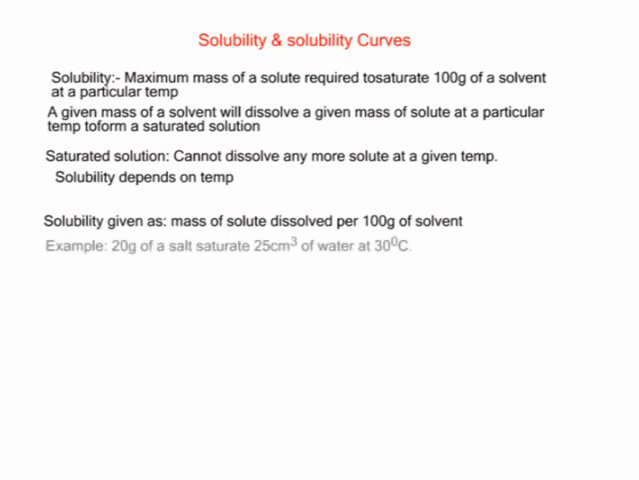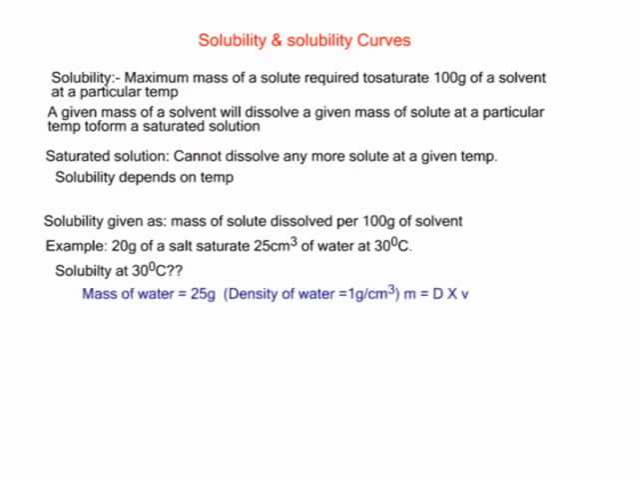For example, if 20 grams of a salt saturated 25 centimeters cubed of water at 30 degrees Celsius, we can calculate the solubility of this salt at 30 degrees Celsius. How? We get the mass of the solvent, that is water. 25 centimeters cubed of water is equivalent to 25 grams. Why? Because the density of water is 1 gram per centimeter cubed. Mass is equal to density times volume, so 25 centimeters cubed of water is equivalent to 25 grams.